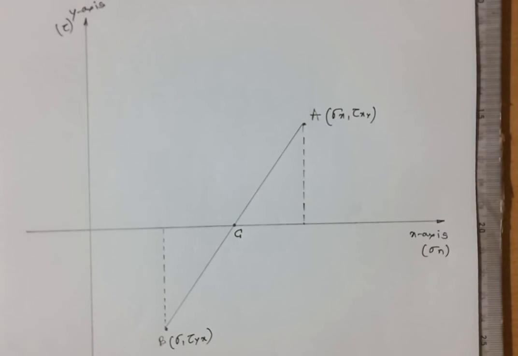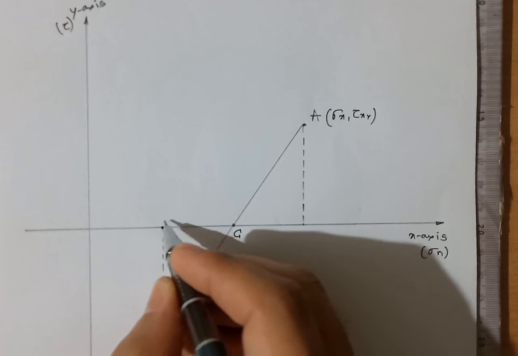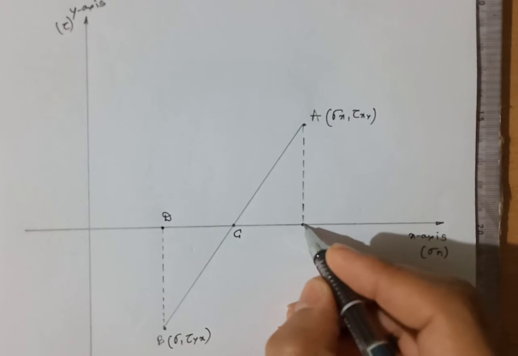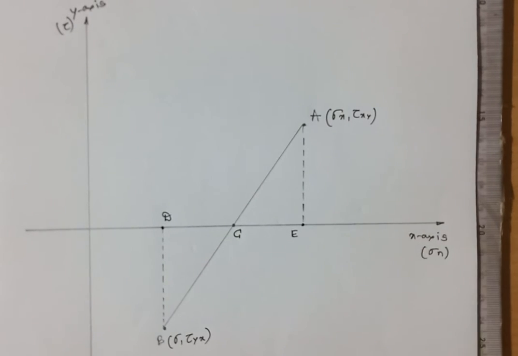Okay, now what I can say is this is D, this is E. Okay, so once this is done, what I have done, I have marked both the planes, then I have joined those coordinates and I marked the center. After marking the center, I have dropped perpendiculars from the planes such that it goes and touches the sigma n axis. Right, this is the normal stress axis.